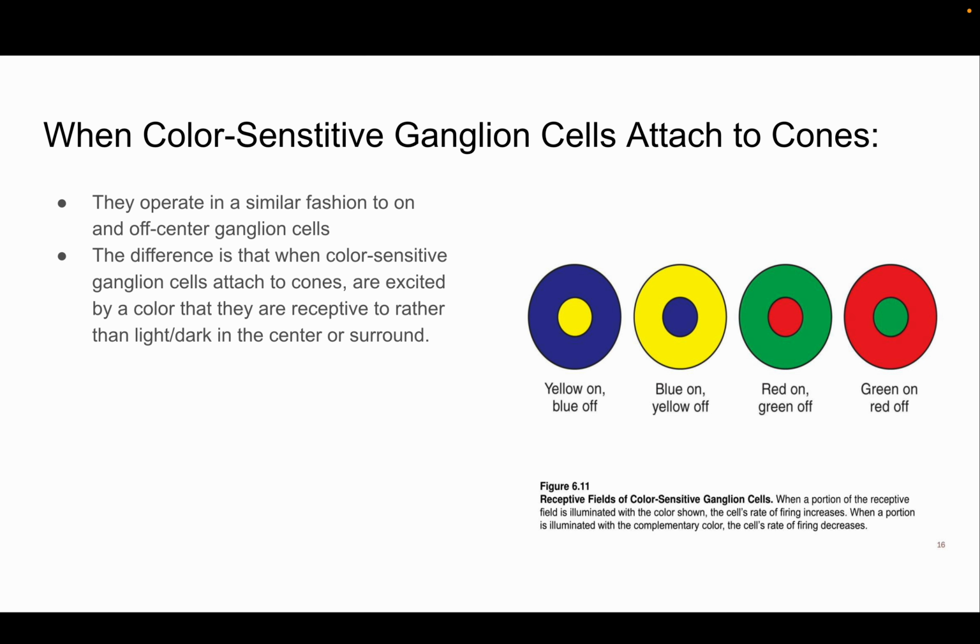So if there is yellow in the center and blue in the surrounding areas, they're going to activate. And if the opposite happens, if there's blue in the center and yellow in the surrounding areas, they're also going to activate. And they do the same thing with colors that are in opposite base pairs. So if there's red in the center and green in the surrounding areas, they're going to activate, and vice versa if it happens.